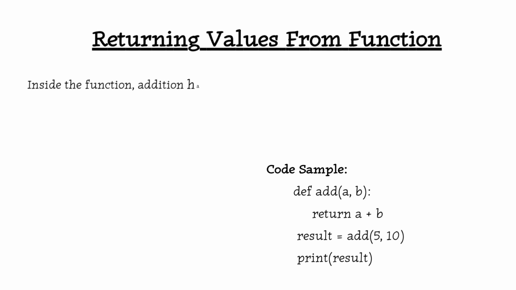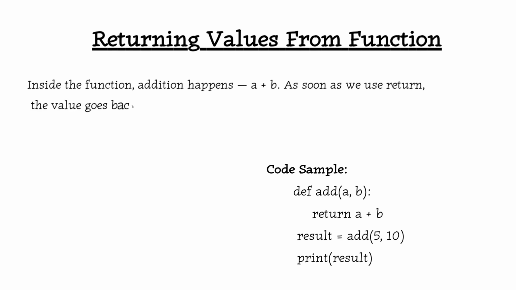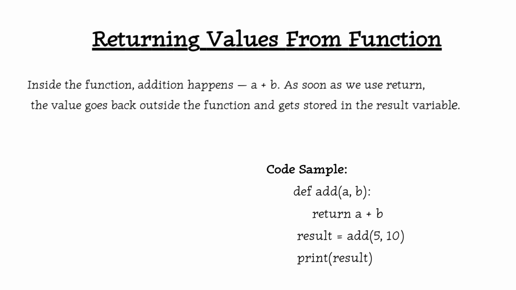Let's now talk about returning values from a function. Here you can see I have shown a small code snippet on the screen. Just focus on the screen. I will explain the return statement in detail. Here I created a function named add, and that function takes two variables as input, a comma b, and inside that function I am performing an addition operation. As soon as we use the return statement along with the addition operation, the value goes back outside of the function and gets assigned to the result variable, and the data gets stored in result.